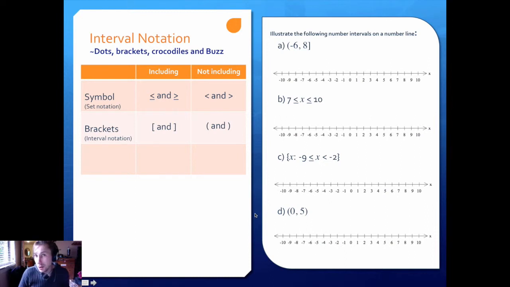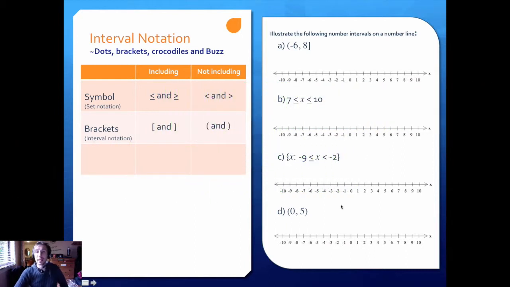Excellent, so it's now time for you to press pause and attempt the following questions. That is, illustrate the following number intervals on a number line. That is from negative 6 to 8, where x is greater than or equal to 7 but less than or equal to 10, where x is greater than or equal to negative 9 but less than negative 2, and from 0 to 5. Now, of course, when you're done, press play so you can check your answers against mine.